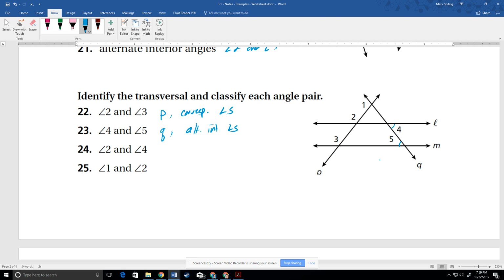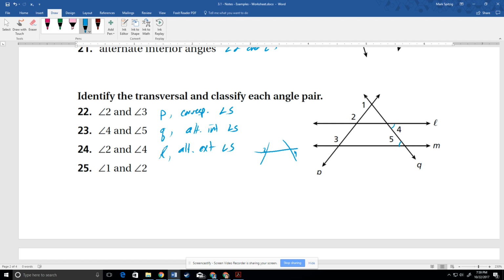All right, 2 and 4. Well, in this case, 2 and 4 are both on line L. This one it might make sense to sketch out. So I'm thinking, okay, well we have the L going across here. We have angle 2 here, and we have angle 4 here. It's easier to see. They're both on the exterior, and they're both on alternate sides. So we got alternate exterior angles. It really does help to draw them out.